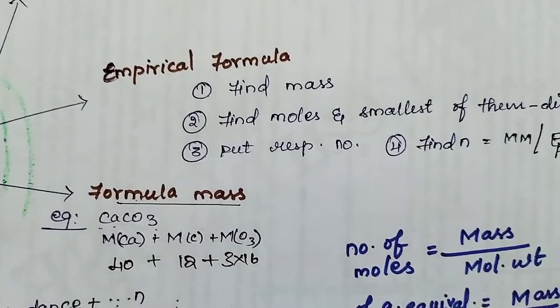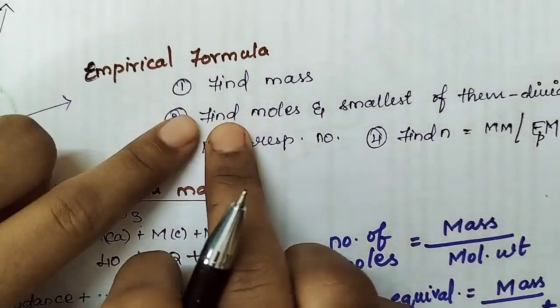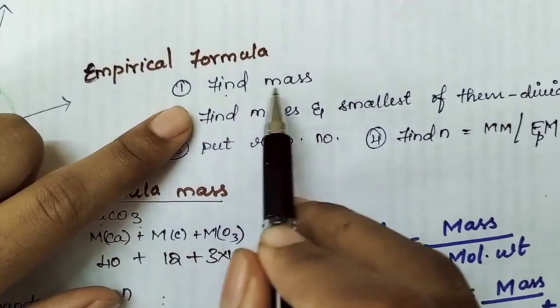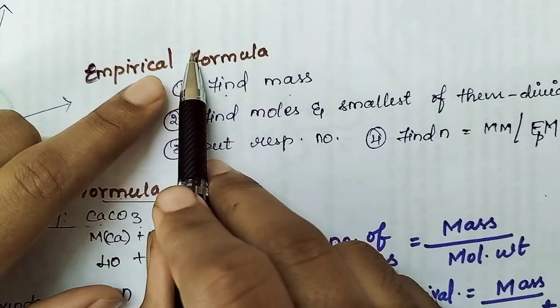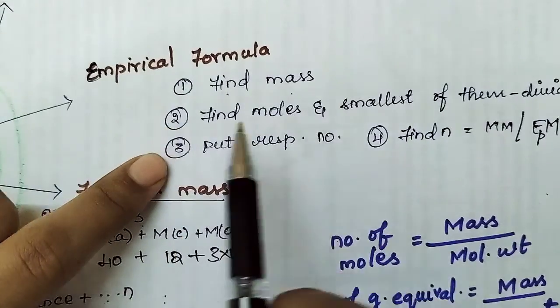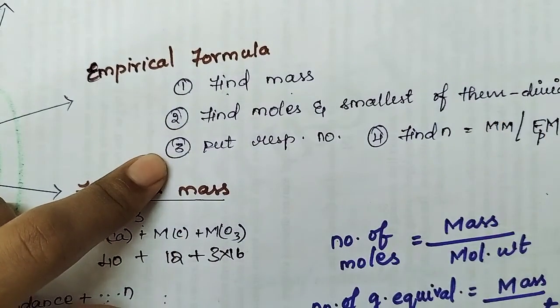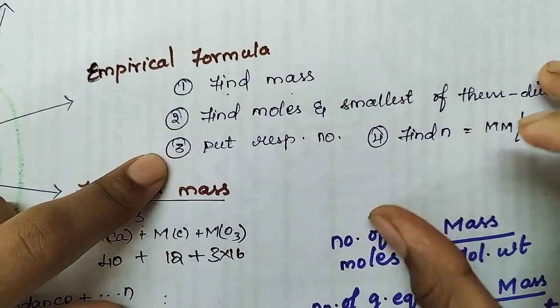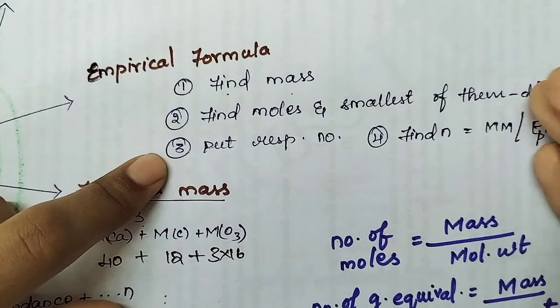Next is the empirical formula. It's a famous one, right? How to calculate the empirical formula? If they have given the ratios of the compound, then convert it into grams.